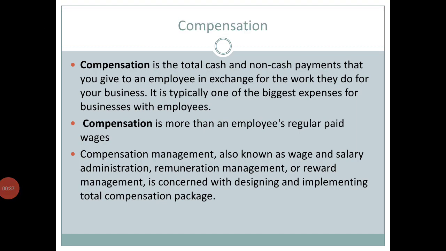Compensation is the total cash and non-cash payment that you give to an employee in exchange for the work they do for your business. It is typically one of the biggest expenses for a business with employees.